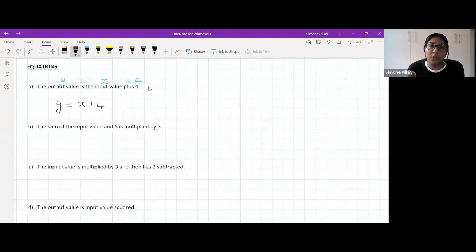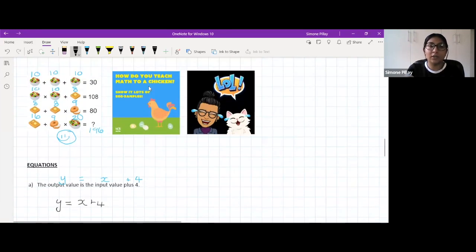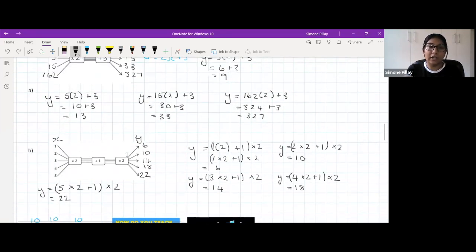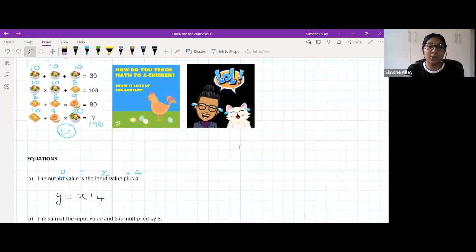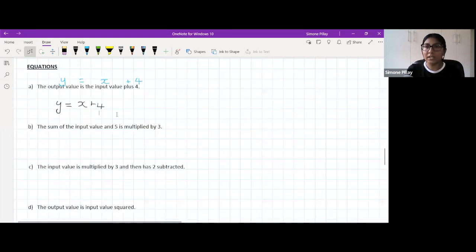So now that we have equations, when we did our flow diagrams over here, we were writing out equations. Once you have an equation, you can turn it into a table, you can turn it into a flow diagram. And that's why I like equations so much. It's almost like the starting point for everything. Okay, let's look at our next one. That was a very easy example.